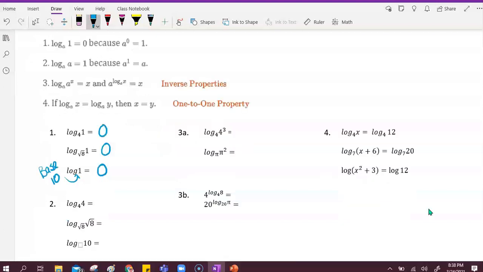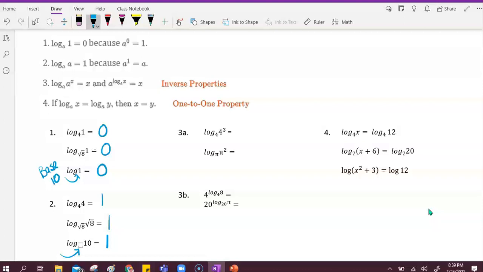Okay, property number 2. As long as the base and the number inside the log are the same, then the answer will be 1. So all of these are the same. We don't have a base right here, so recall if there's no base, it's going to be a base of 10. So this again here is 1.